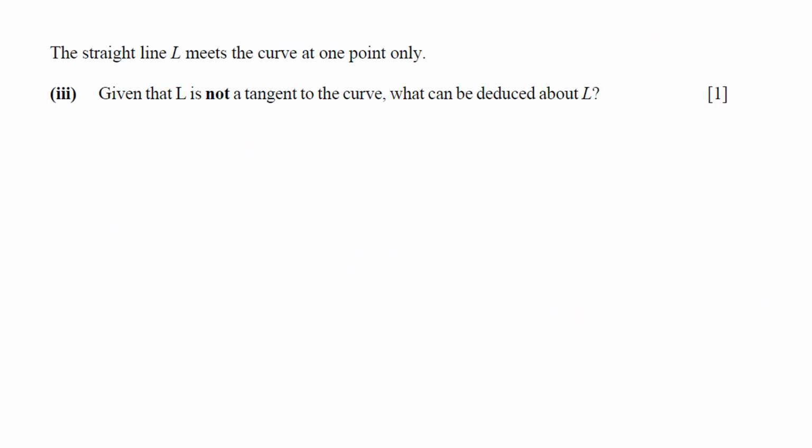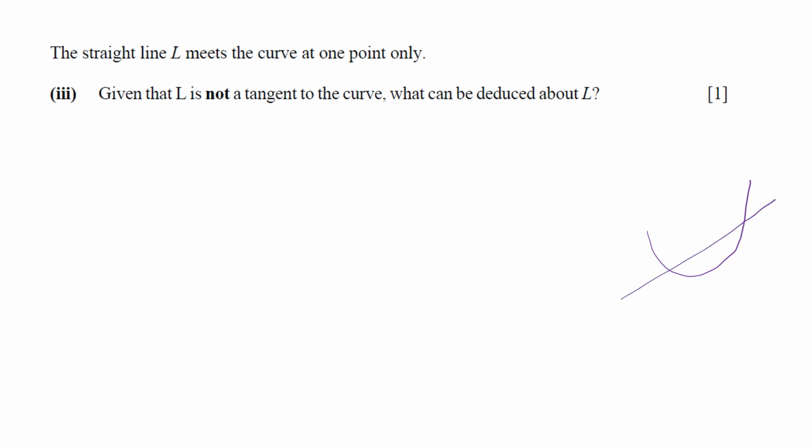Right, so the third part of the question mentions that there's a straight line L, and this L meets the curve only at one point. However, this line is not a tangent line. Usually when we say a line that meets the curve at one point is a tangent line, right? All these are tangent lines, right? So what they are saying now is that no, this line is not a tangent line. So if this line is not a tangent line, then how would you draw a line that only meets the curve at one point?